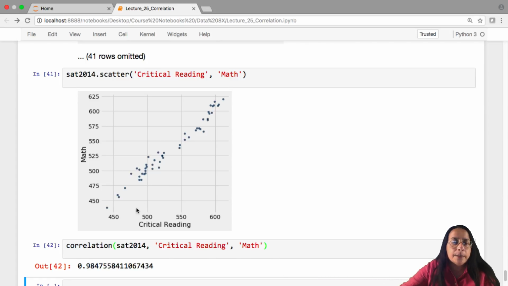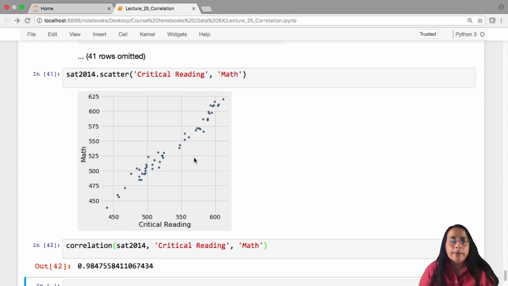And this sure makes you feel like if you knew somebody's critical reading score, you could almost without error say what their math score is going to be using these data. But that can't be right. You can't be that good. The relation can't be that tight between critical reading and math. Yet here it is.